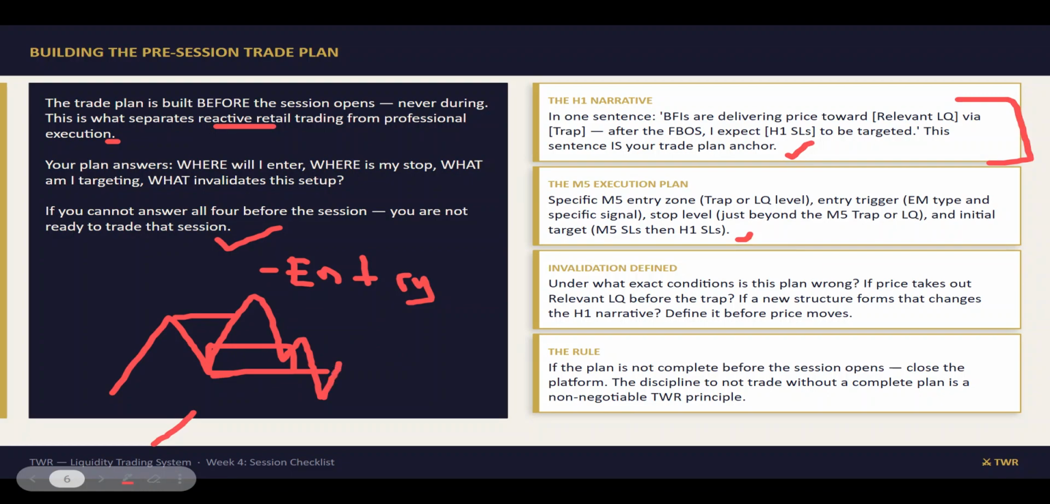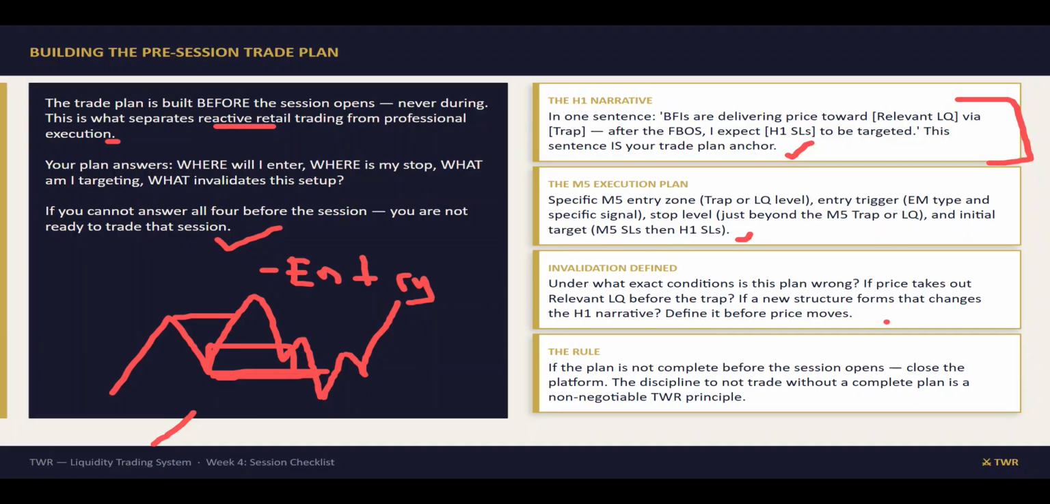Now, you wait for an entry model. Take the position, target the sales. So this is what I'm talking about here.